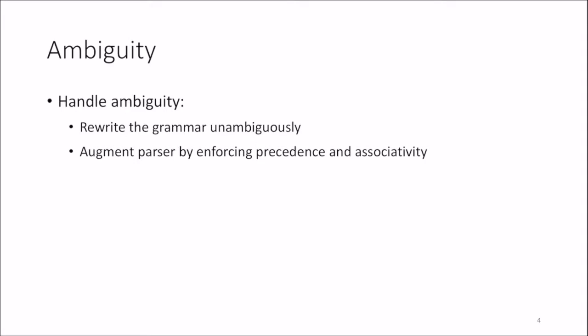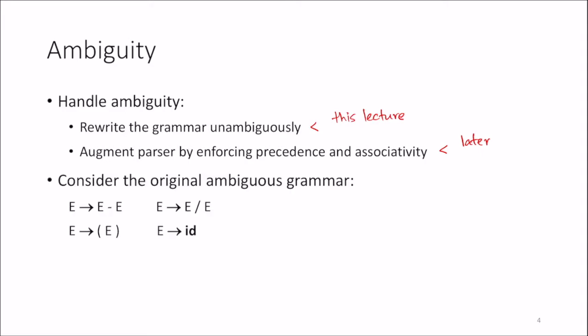Notice that we have to do this by hand because there's no algorithm that can do it for us. Or we could augment the parser by enforcing precedence and associativity. So this first point is what we'll cover in this lecture, and then this particular way of doing it by augmenting the parser we'll cover later on in a future video lecture.